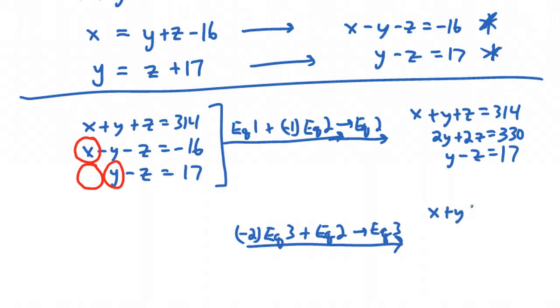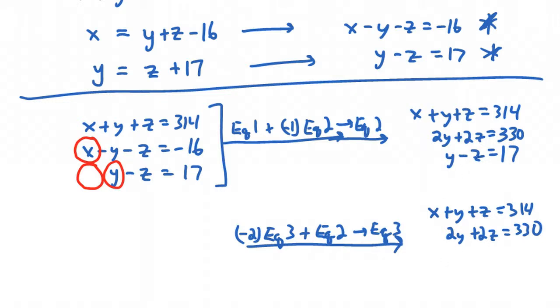The top equation is not changing. In fact, the middle equation is not changing: 2y plus 2z equals 330. But we are going to get a new last equation. How do we get it? Well, we're going to do negative 2 times the last equation plus the second equation. And negative 2 times y is negative 2y plus 2y, that's 0, right? So the y's go away.